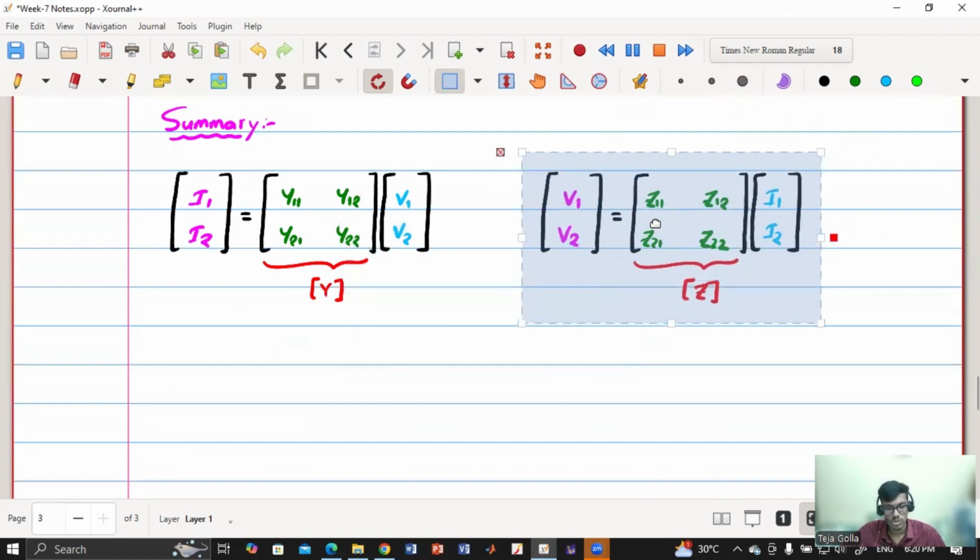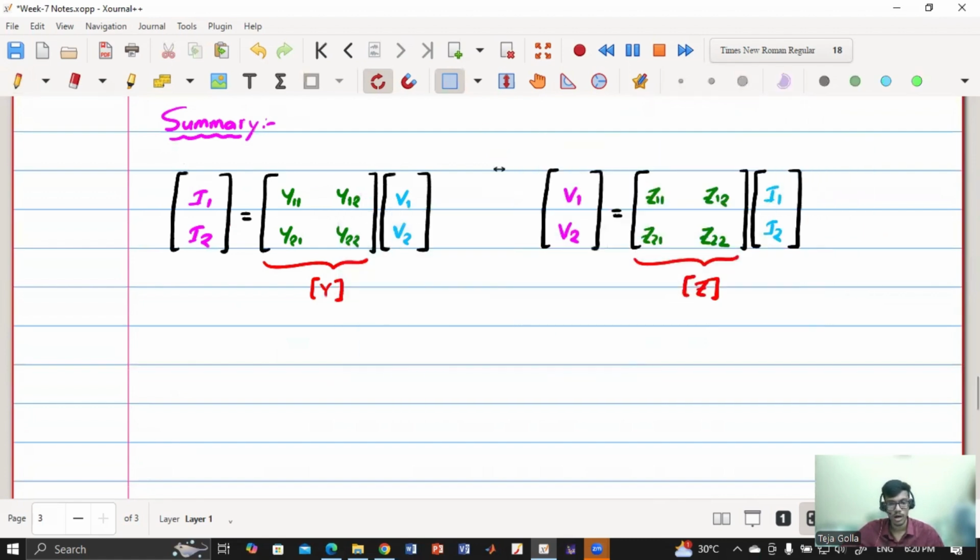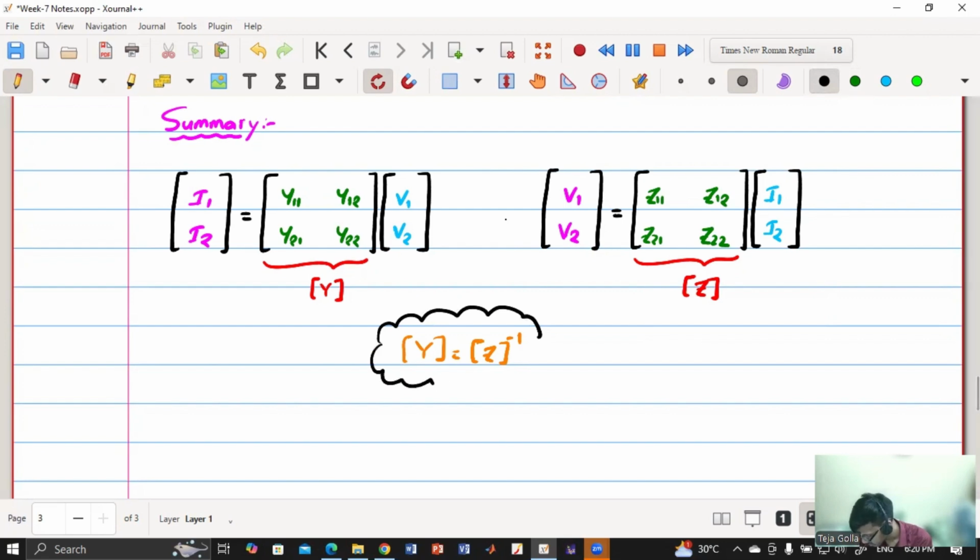So now if you look at these two, in one case voltage is the input, current is the output. In the other case, current is the input and voltage is the output. So from this, we can say that Y matrix is equal to Z inverse. Because basically, if we do the inverse, then we'll get the other equation. So that's why Y equals Z inverse. So this is a very important result, because once you calculate Z parameters, you need not calculate the Y parameters again. It will be Y equals Z inverse.